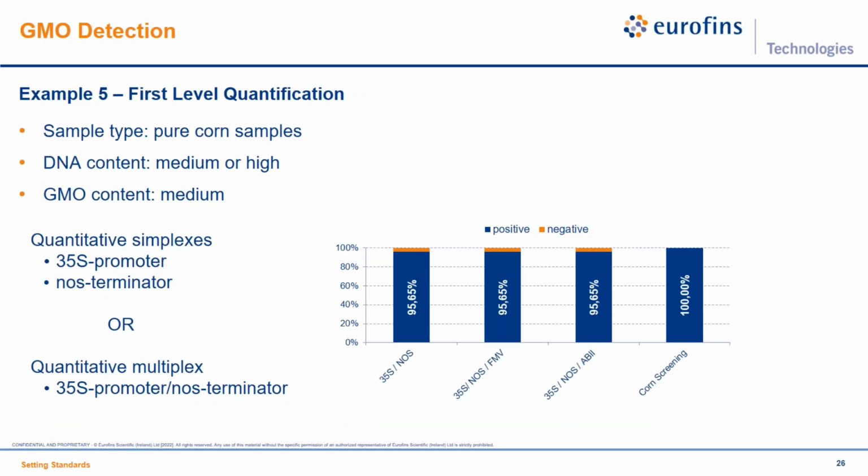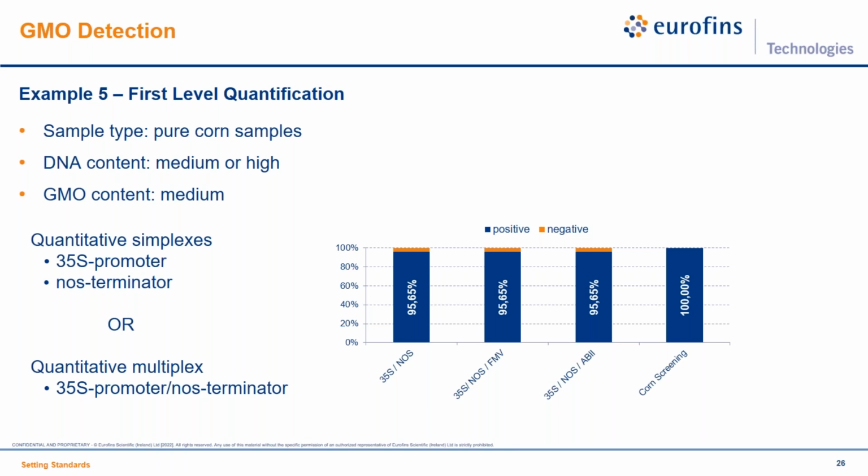So the next example, I would like to have a look at the GMO content again. So we expect GMOs in the sample, and we have a sample type that's pure corn samples, and we have a DNA content where we extract enough DNA to perform a GMO testing. So we learned in the previous slide that 35S and NOS is quite a good approach for corn, and you may choose, because you expect GMOs in the sample, so the qualitative approach is not recommended, the screening approach. You may start with the quantitative assay, let's say the 35S promoter and/or the NOS terminator.